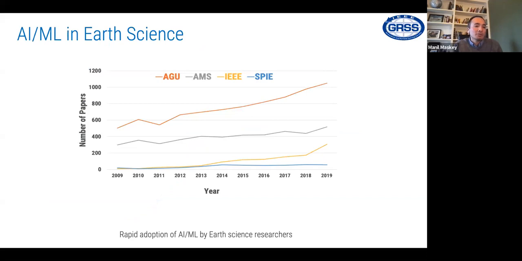With regard to rapid adoption, we also did a study to understand the current landscape of AI and ML within earth science. We did a literature survey of earth science papers over the last 11 years and found rapid adoption of AI and ML within the earth science community, significantly increased in the last several years. Across earth science, there's a 90% increase in papers published within AGU, about four times more in SPIE papers, and about tenfold more in IEEE papers.